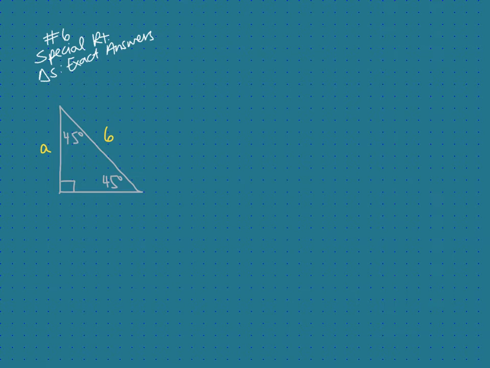I made a mistake on the earlier slide. Simplifying the square roots is numbers 4 and 5, and this one will be number 6. All right, dealing with special right triangles means we're dealing with either a 45-45-90 or a 30-60-90. Let's first focus on the 45-45-90.